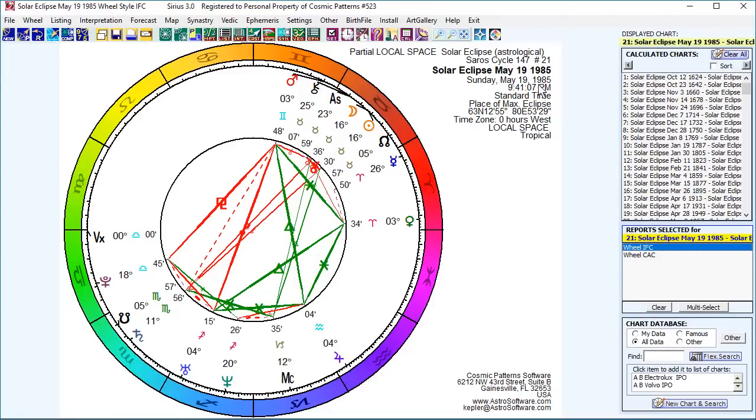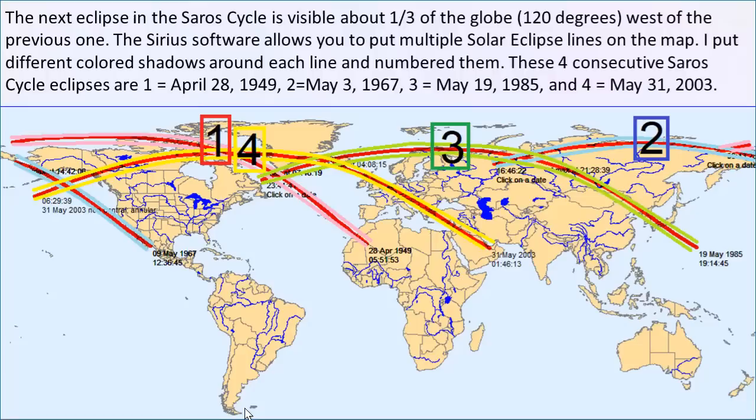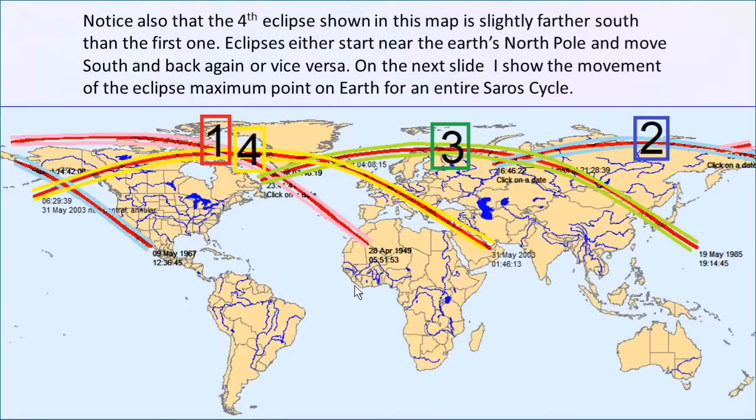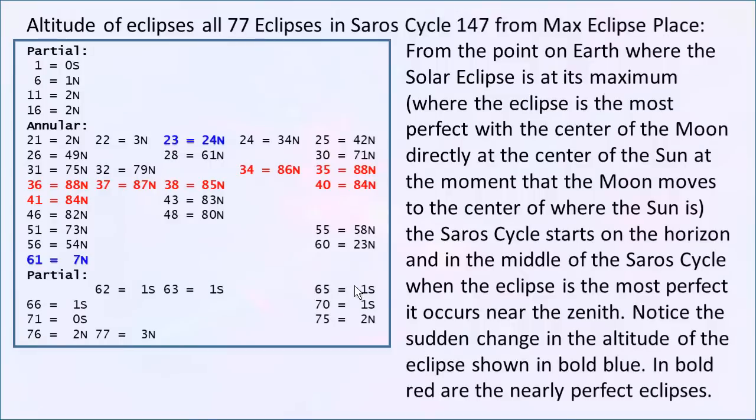So it's probably not right near the horizon. It's probably reasonably up in the sky. Now let's look at it more closely. This is the altitude. So if we look at cycle 147, I just took one cycle as a test case. The very first eclipse back in 1624 was the first eclipse in this cycle. It happened right on the horizon when you view it from where this eclipse is maximum.